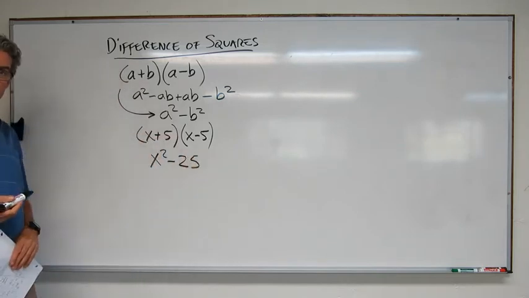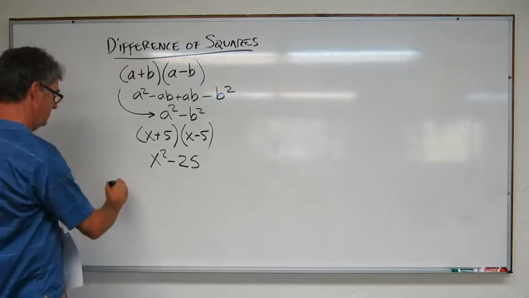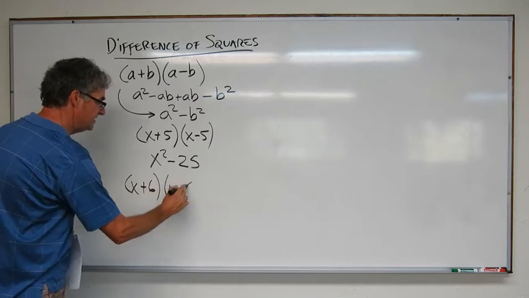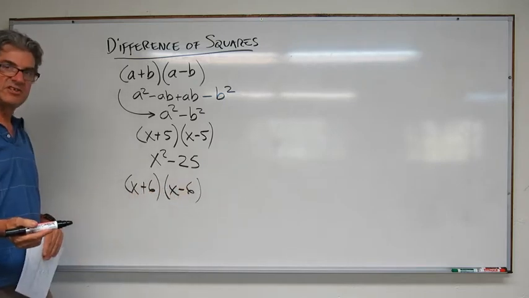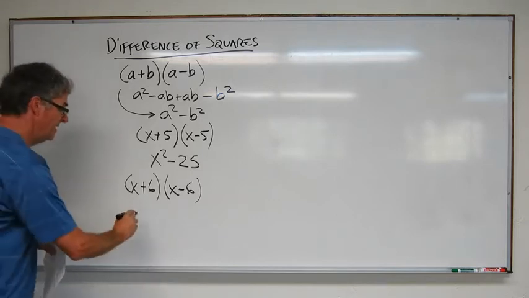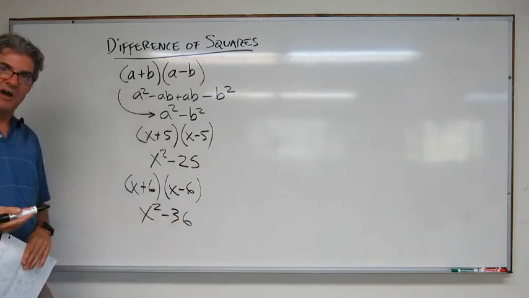Bam! Really fast. Okay? I'm going to give you one to try. Let's try x plus 6 times x minus 6. Pause the video, give it a shot. Great. Okay, so if you got x squared minus 36, you got it.